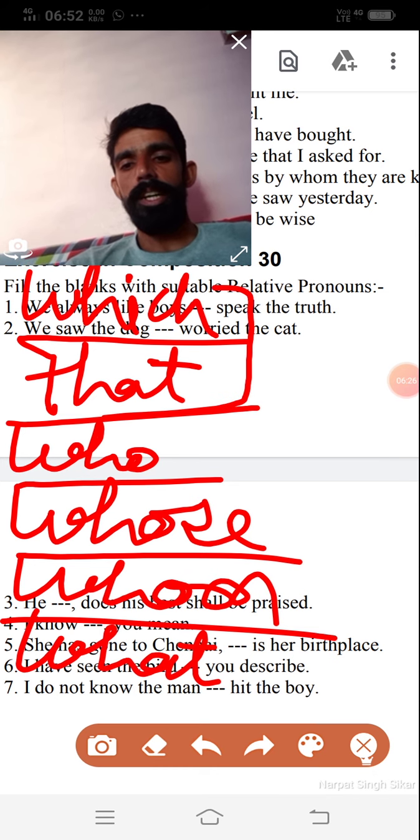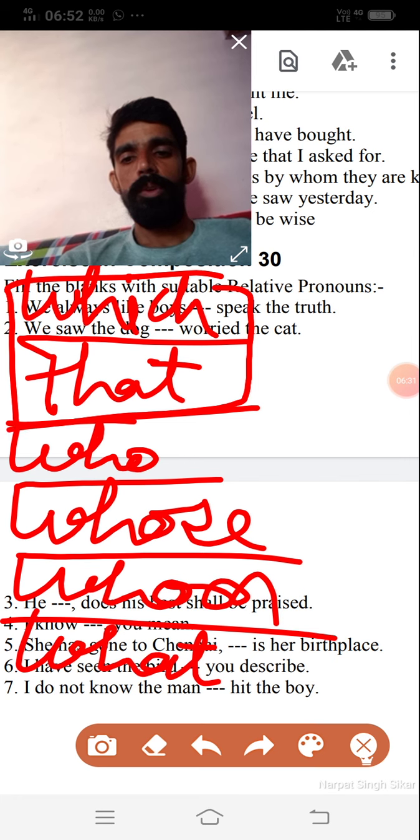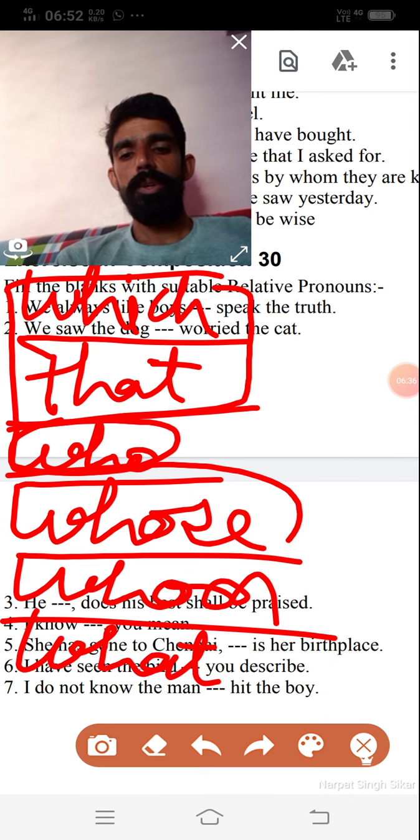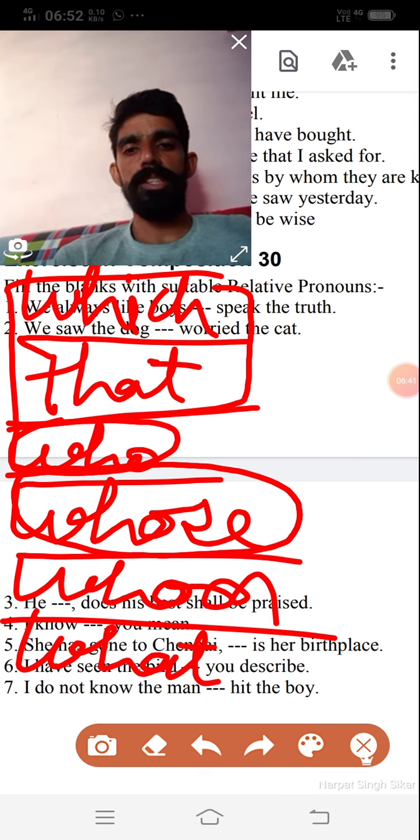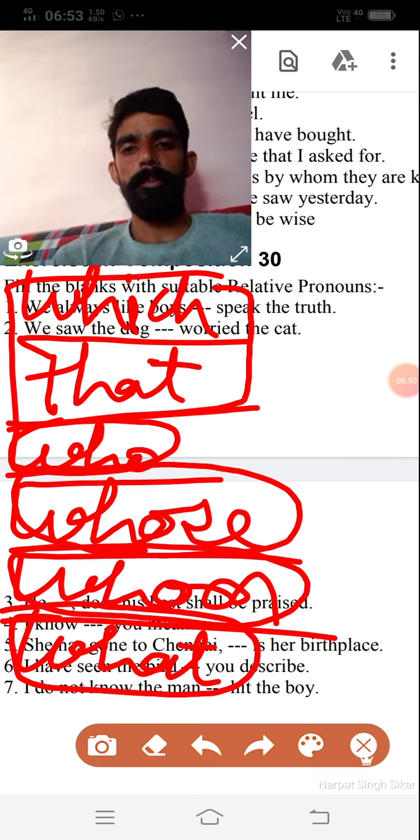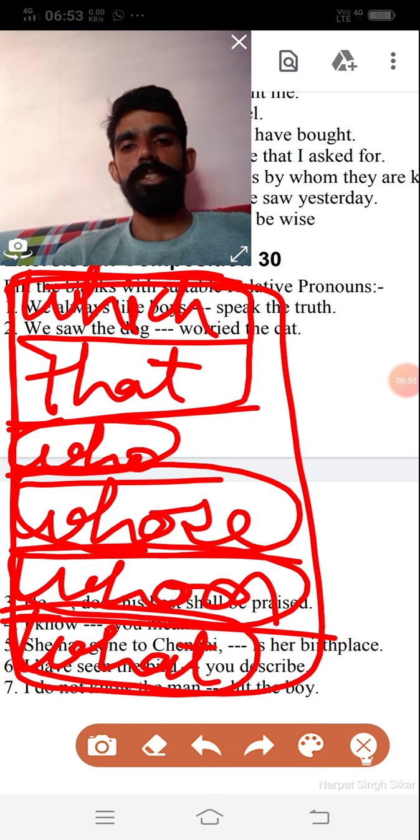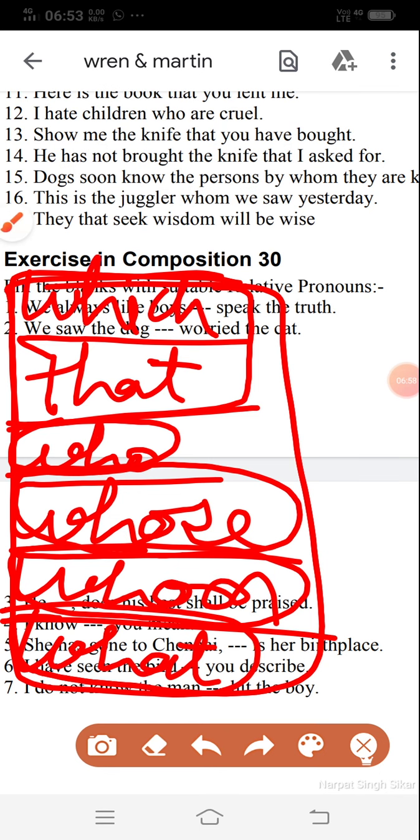So which or that are used for animals or things. Who is used for human beings, but in the subjective case. Whose is also used for human beings and it is used in the possessive case. Whom is used in the objective case and it is also used for human beings, and what is always used after a verb. So these are the relative pronouns from which questions are asked in the examination. So we are going to discuss the exercise.